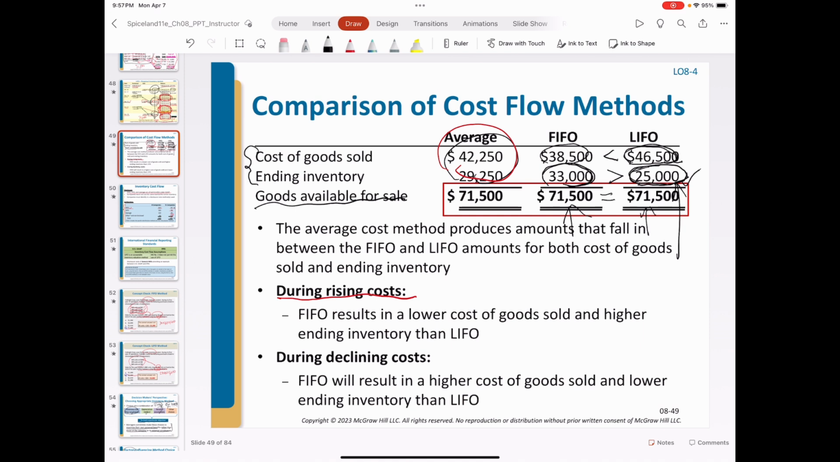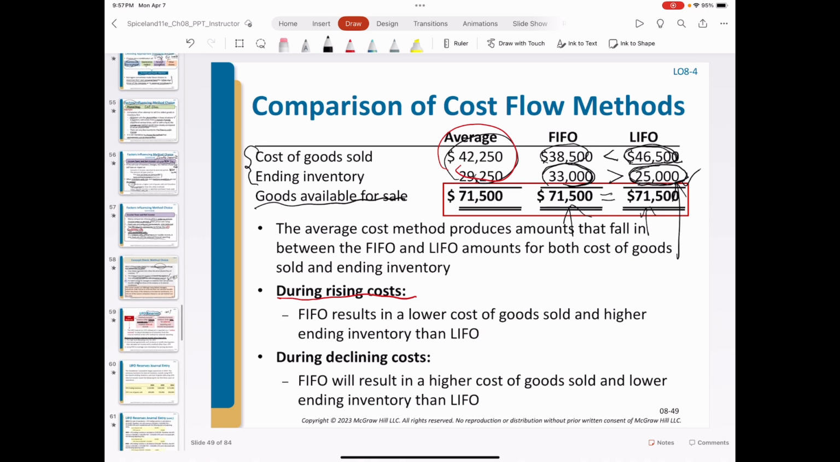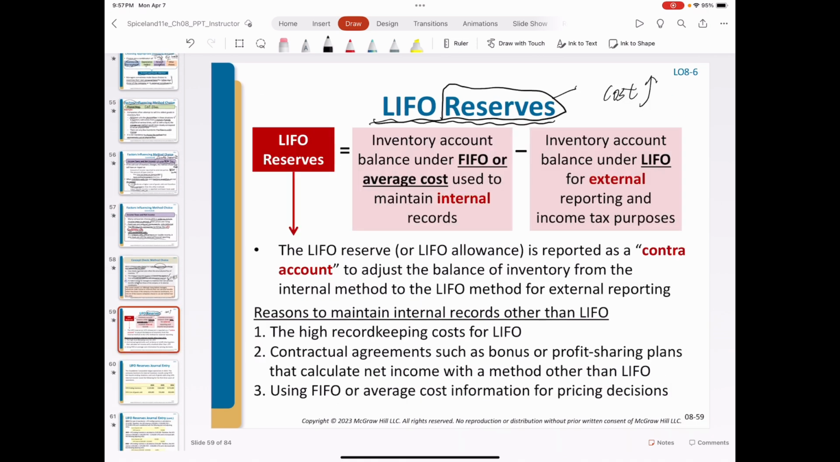In the future, if the company realizes this inventory, LIFO will result in lower cost of goods sold because of this older inventory. So that's the LIFO reserve. That's basically the difference between FIFO and LIFO cost flow assumptions. Again, it is based on the assumption that the cost of inventory keeps increasing.